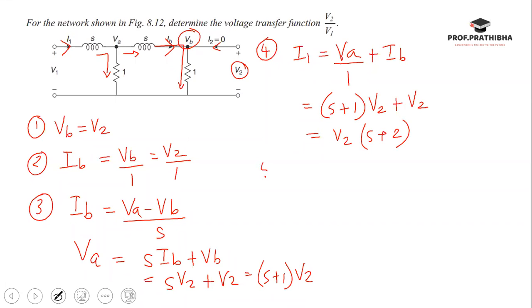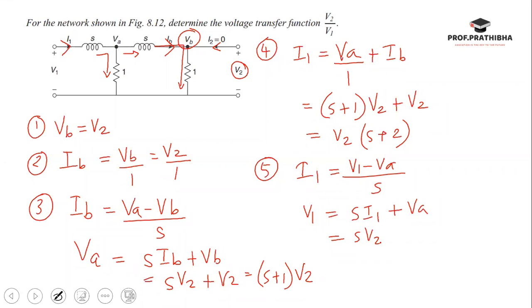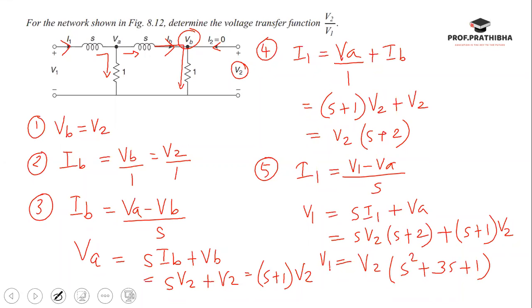And then I come to the fifth one, just like I did last time. What is I1 again? I1 can be written as V1 minus VA upon S. So what's my V1? It is S times of I1 plus my VA. And what is my I1? It is nothing but V2 times of S plus 2 plus what's my VA? VA is S plus 1 times of V2. And therefore I take V2 common and I should get a term like S square plus 3S plus 1 inside, which is equal to my V1. So I know what is my V2 upon V1. It will be 1 upon S square plus 3S plus 1.